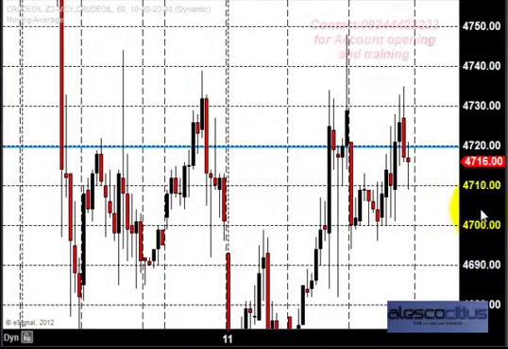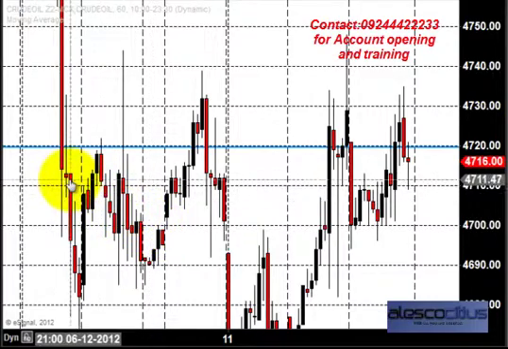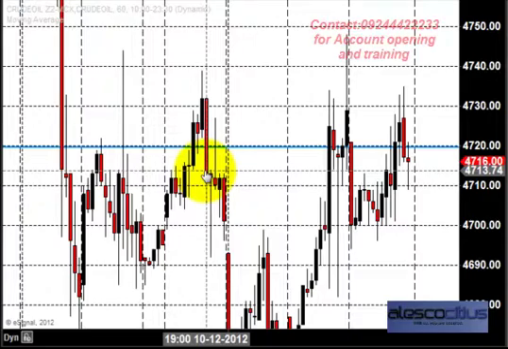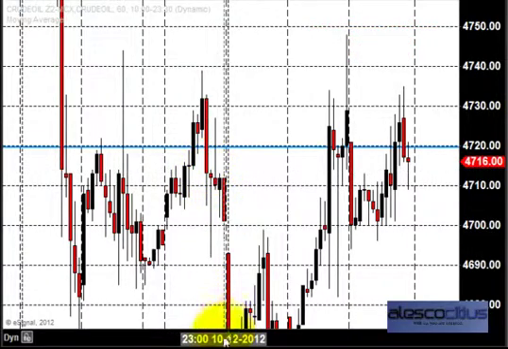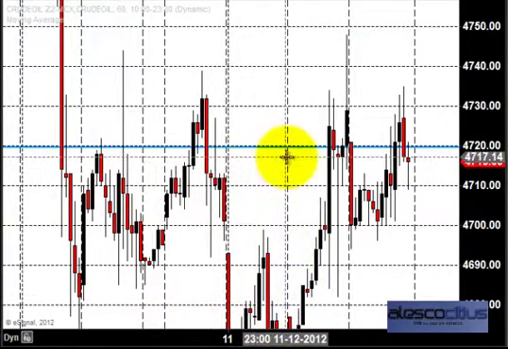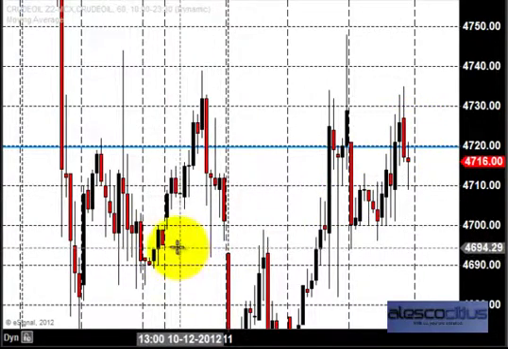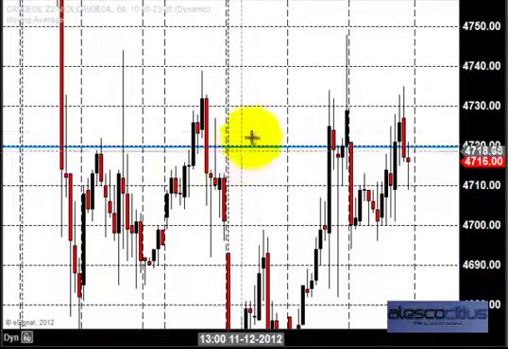The chart which you are viewing is a 1 hour chart. That means all the candlesticks here represent 1 hour. Whenever I place the cursor on a particular candlestick, you can see the date and time below. These vertical dotted lines indicate the price opening and closing for the respective days. Now let us see what happened yesterday.